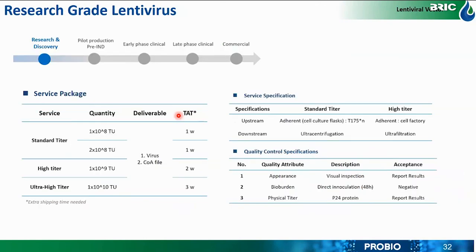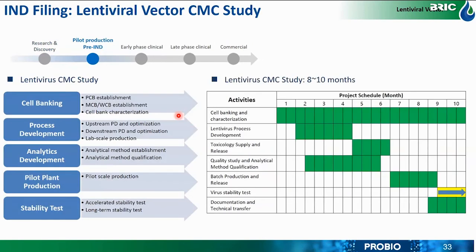For the viral vector lentivirus platform, we provide research-grade lentivirus at different scales, and the turnaround time is very fast for projects in the research stage, with the standard release spec. We can also provide a lentiviral vector CMC study for IND filing, including cell banking, process development, analytical development, and pilot production with a stability study. The turnaround time is about 8 to 10 months for the whole CMC package.